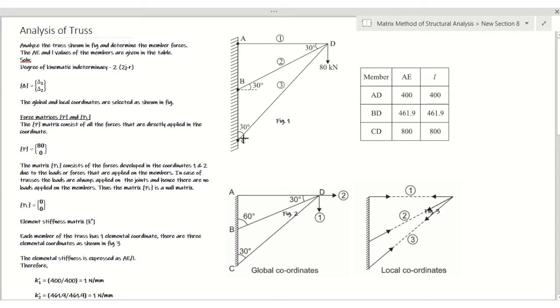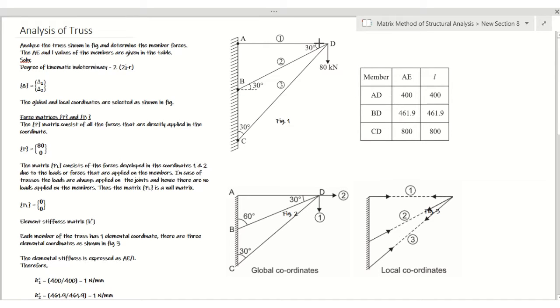So from this, we can come to know that the degree of kinematic indeterminacy of this truss, which is expressed as 2j minus r, each joint has 2 degrees of freedom minus the number of external reactions. If we calculate from that, it will come to the degree of kinematic indeterminacy Dk as 2 here. So the two unknown displacements that will exist here are delta 1 and delta 2, that is horizontal displacement and vertical displacement at joint D.